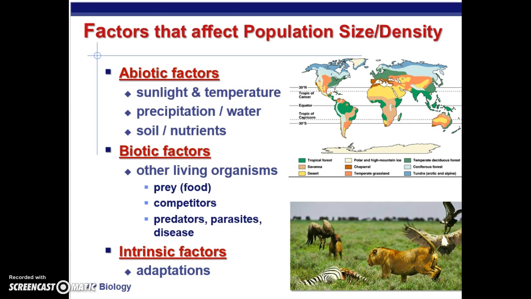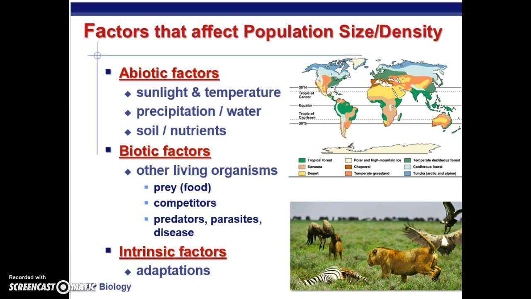Could also be the weather. Biotic factors are going to be anything living. So the food that's available, also, if they're herbivores, the plant matter that's available, which is also living. Competition for resources, of any sort, either within the population or outside. Predators, parasites, and disease are all biotic factors.